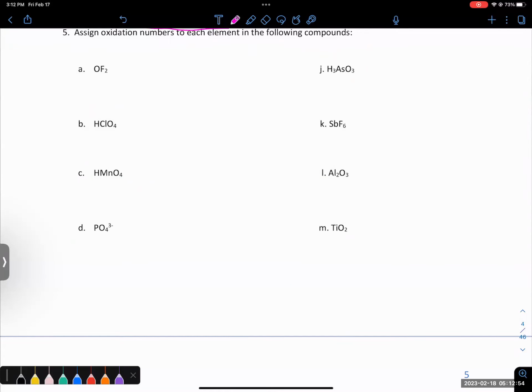Assign oxidation numbers to each element in the following. So what are oxidation numbers?